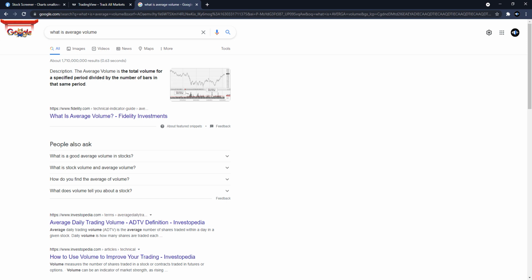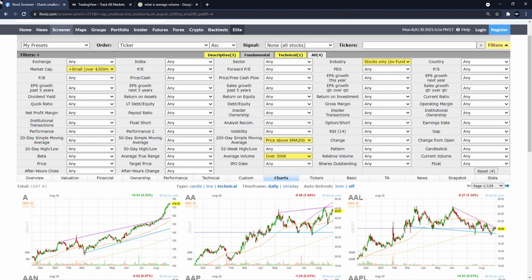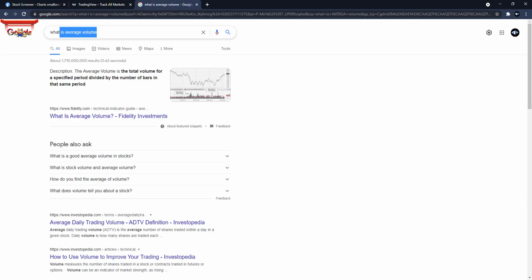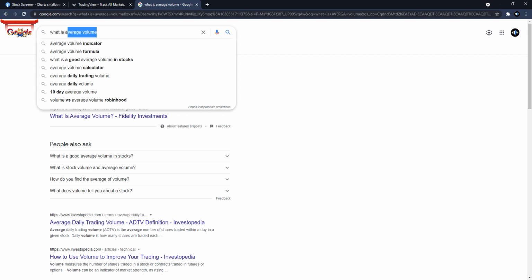So what is the average volume? It is the total volume for a specific period divided by the number of bars in the same period. Okay, so we want the average volume to be over 300k. We already did that. Yeah, we are right here on relative volume. And as I said, the relative volume.